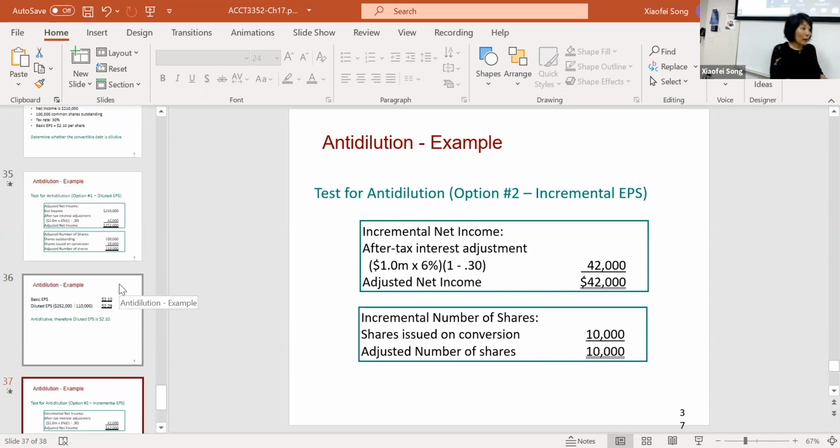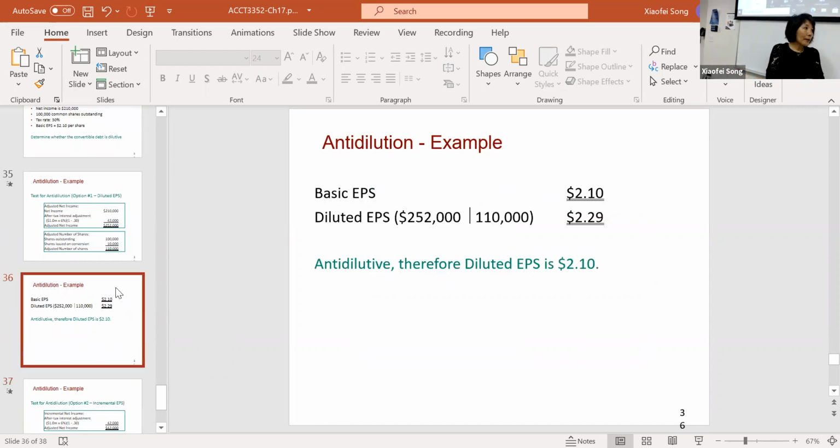We know it's anti-dilutive because we calculate both earnings per share figures. We calculate the basic earnings per share without that convertible debt, and then we calculate the earnings per share again with the convertible debt included using the if-converted method. So we see that the earnings per share went up, and that's anti-dilutive.